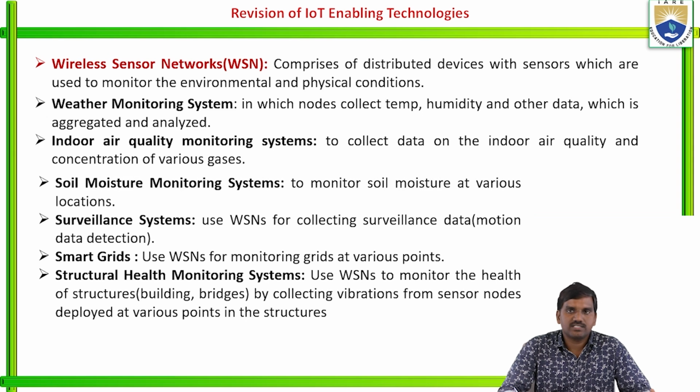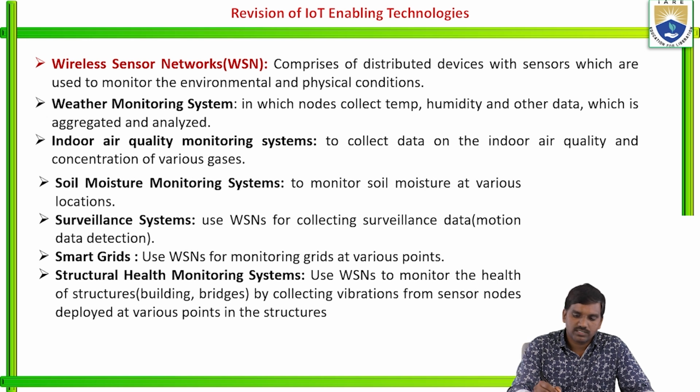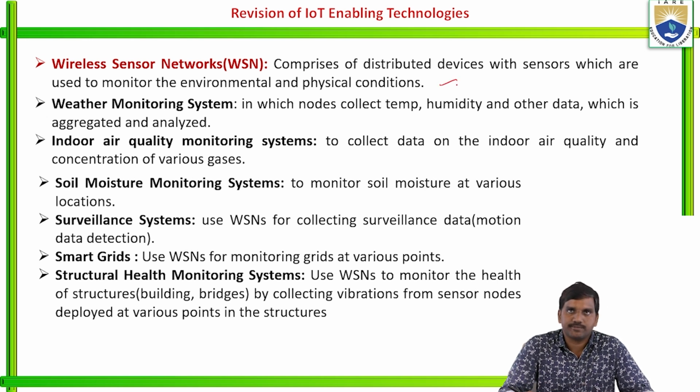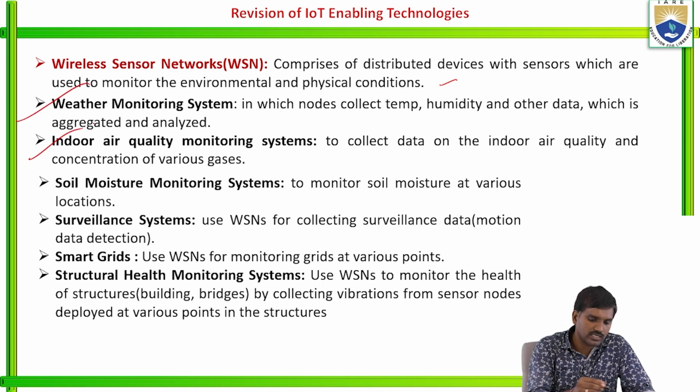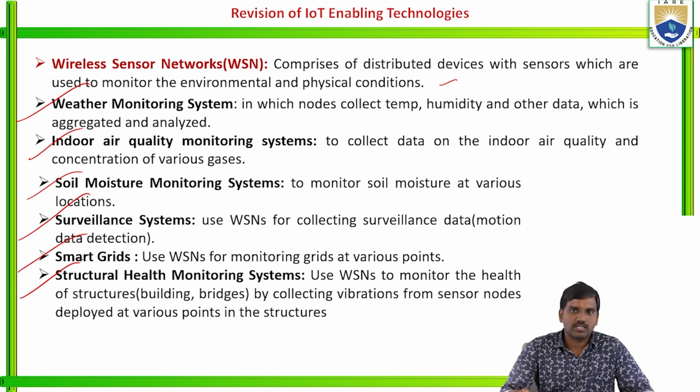Next, wireless sensor network. It comprises distributed devices with sensors which are used to monitor environmental conditions. It has different applications: weather monitoring system, indoor air quality monitoring system, soil moisture monitoring system, surveillance system, smart grid, and structural health monitoring system. So these are the different applications of wireless sensor networks.